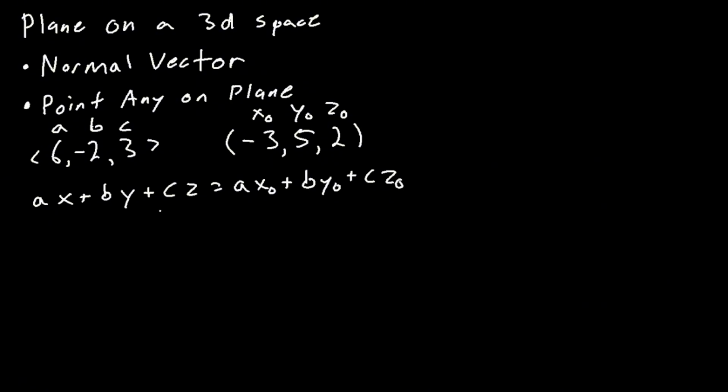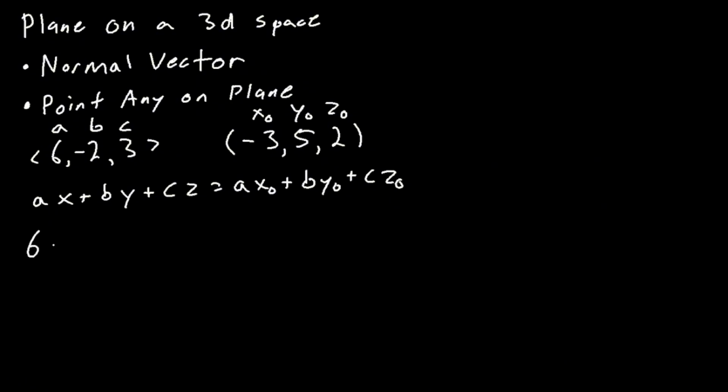It honestly just has a pattern. This beginning part's super easy to remember. You might see this in a different form, I think it was like a times x minus x null plus b times y minus y null or something along those lines. These are just the same thing, honestly. I like using this one because it's easier to remember and easier to plug in all the values. So let's write down the equation for this plane given the normal vector 6, -2, and 3, and with a point on the plane -3, 5, and 2.